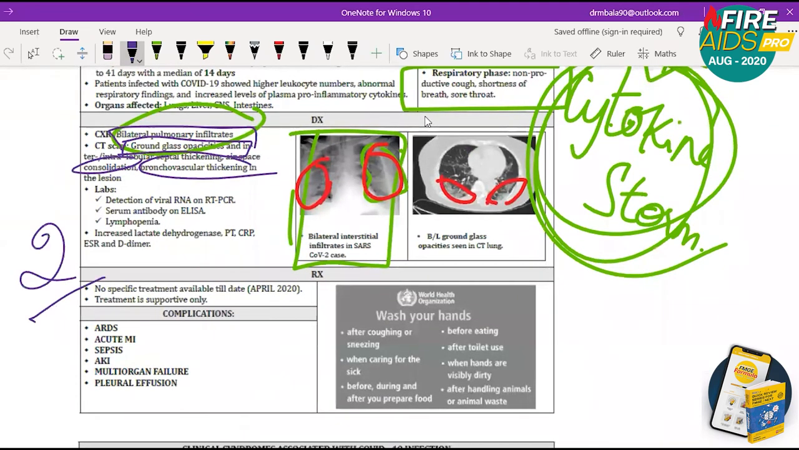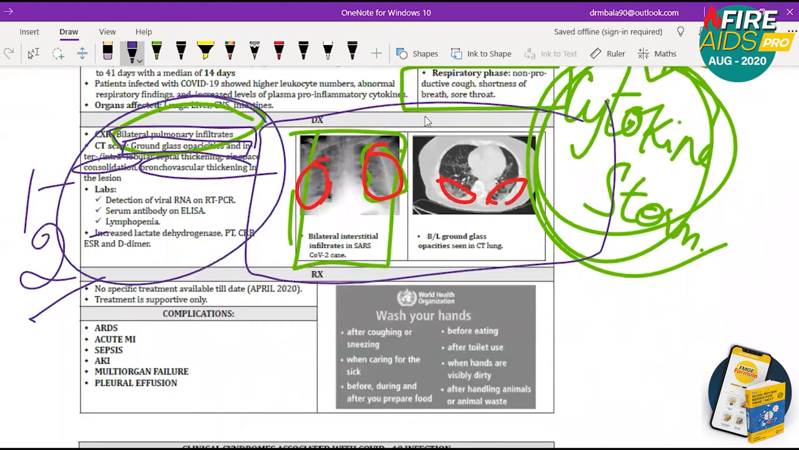So one might be basically about the information of COVID. So what is it? What does it do? And the second way of asking the question is going to be picture based. Instead of asking what exactly is seen on X-ray, they might give an X-ray or a CT. I think this picture is highly essential.